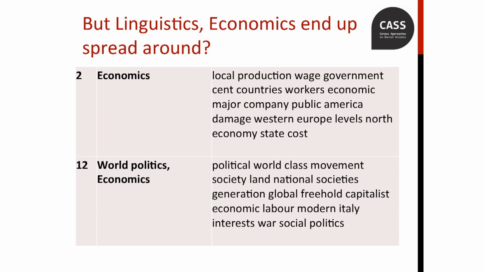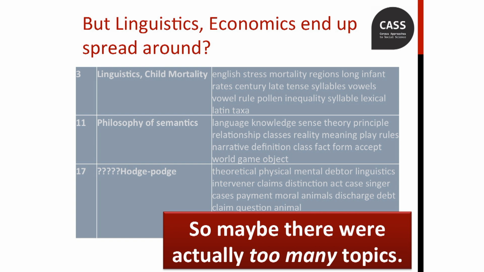Linguistics and economics seem to end up split across 2 topics, which suggests maybe I'm using too many topics. If economics is being split into 2 places and linguistics is being split into 2 places, it sounds like things that belong together are being dragged apart. So you can see there I've got economics in 2 of my topics, and I've got linguistics in 2, and then they're in the hodgepodge as well. So maybe there were actually too many topics. So I've got evidence both ways.